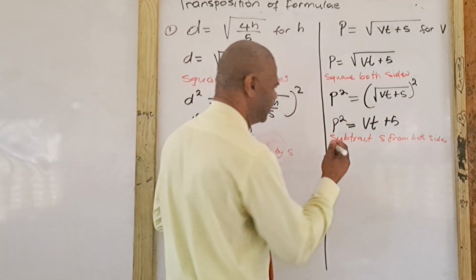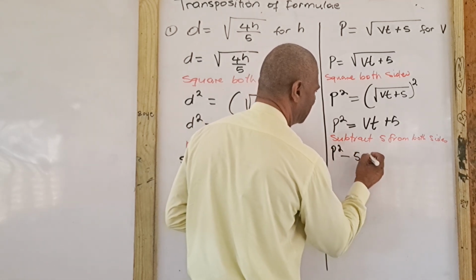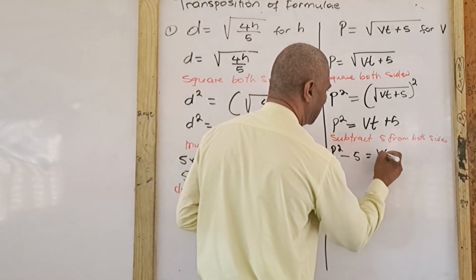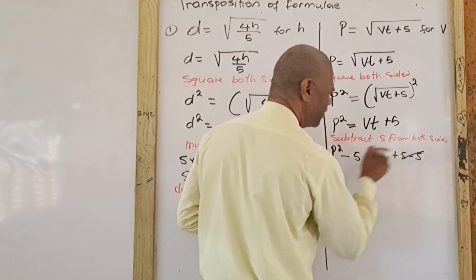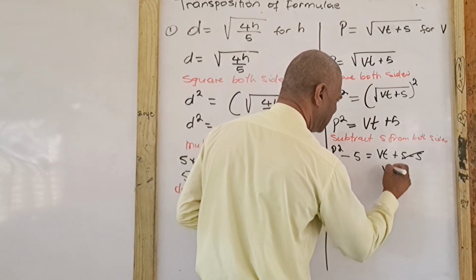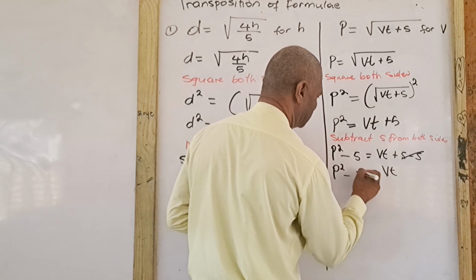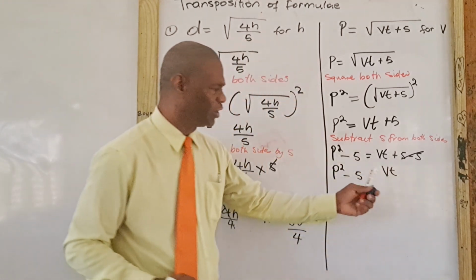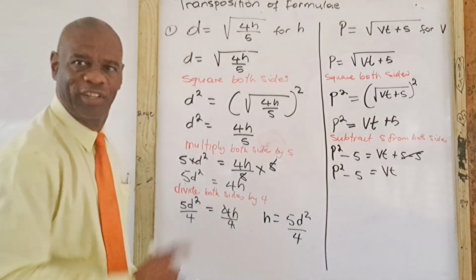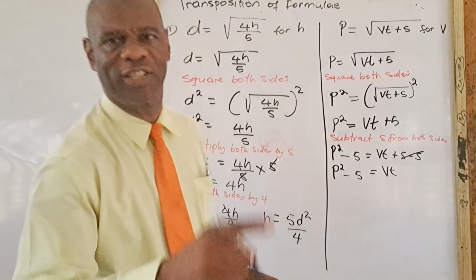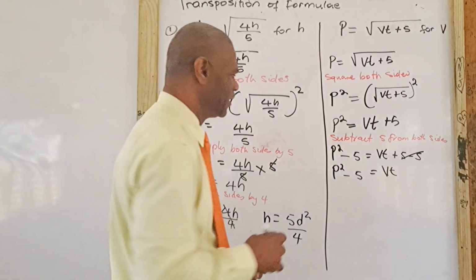So let's do that. So we'll have p squared minus 5 equals v times t plus 5 minus 5. 5 minus 5 is 0. We're left with vt on that side equals p squared minus 5. Now we want to get to v, so we must get rid of the t. Right? We want to get to v, so we must get rid of the t. Okay? Good.